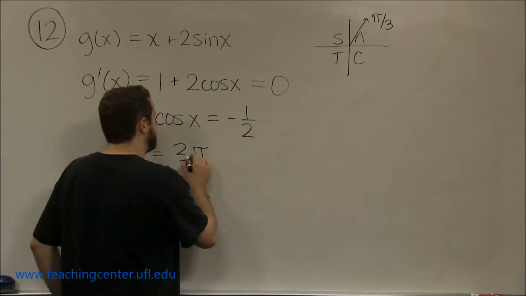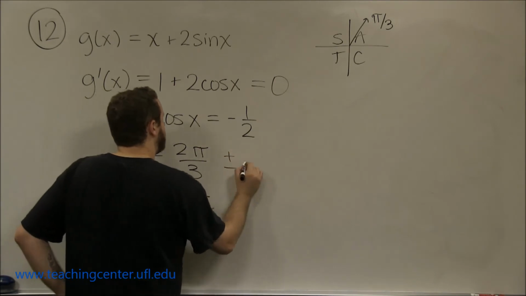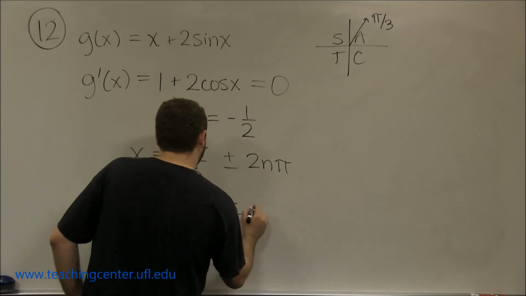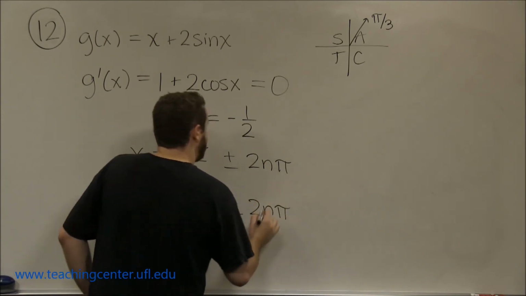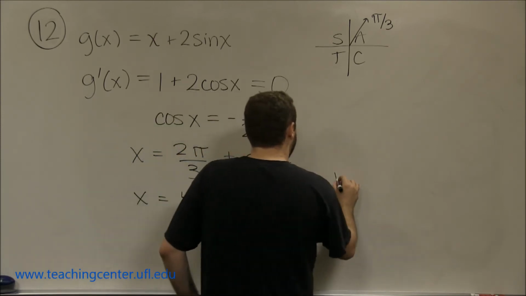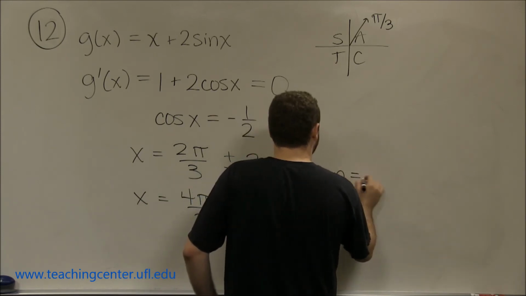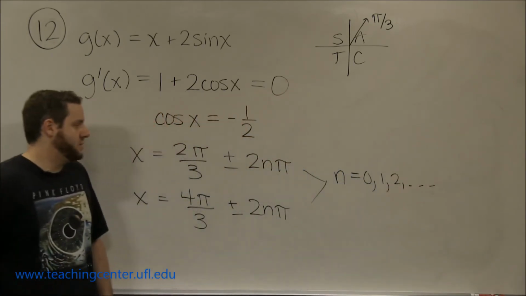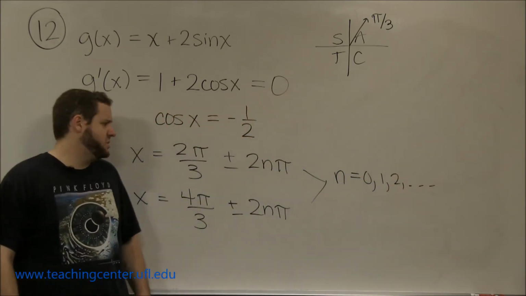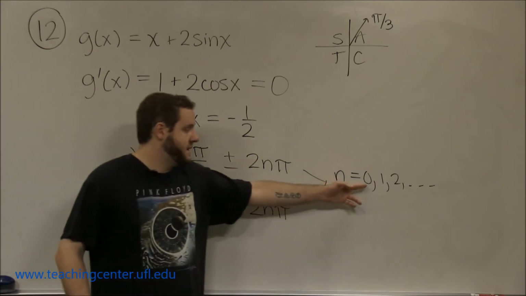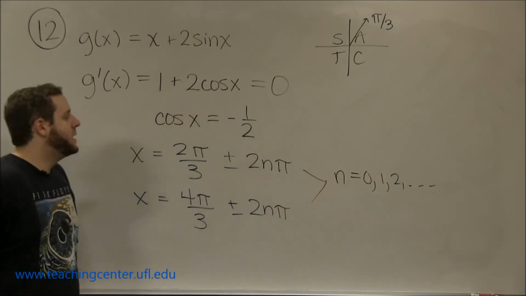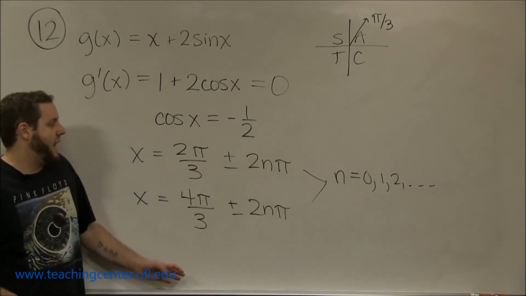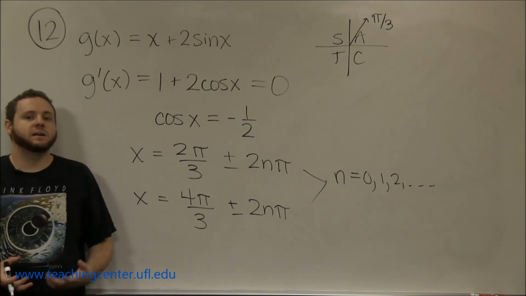So what we're going to say is it's 2 pi over 3 plus or minus 2n pi. Same thing for 4 pi over 3. And this is where n is 0, 1, 2. So n is a whole number. Alternatively, you could just say plus 2n pi and say n could be negative numbers also. So this is saying you can have any multiple of 2 pi added or subtracted to these, and that will give you all the possible horizontal tangent lines of this function.